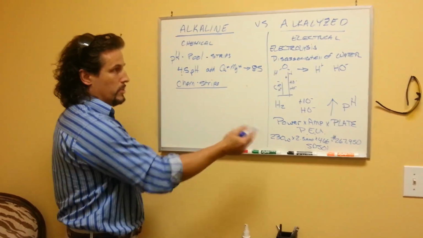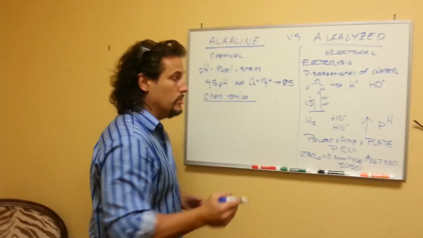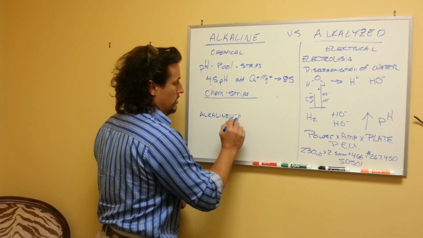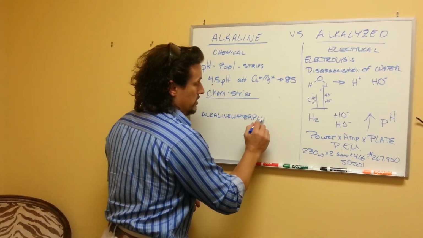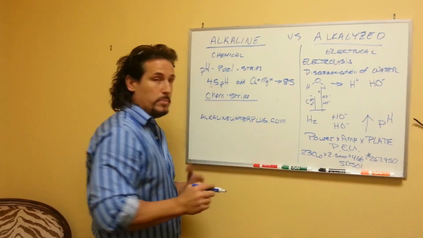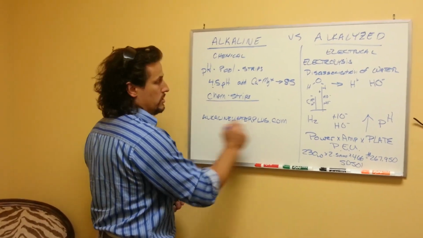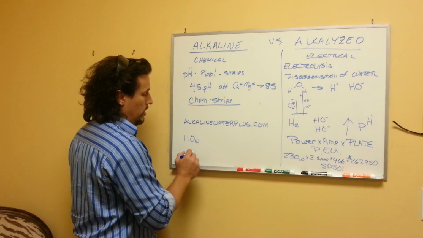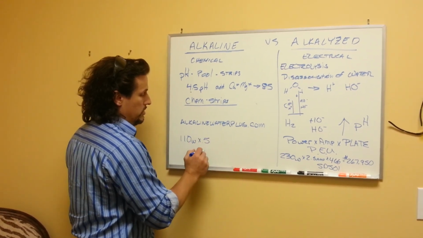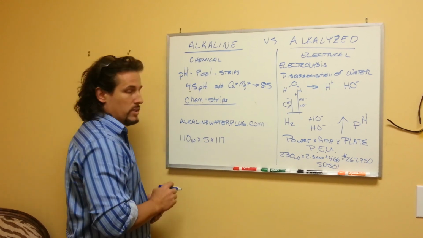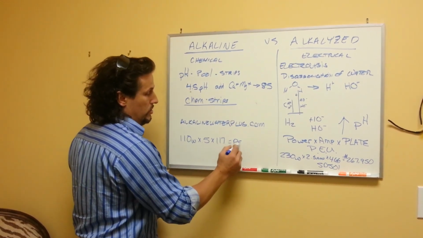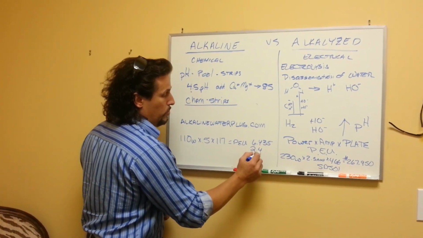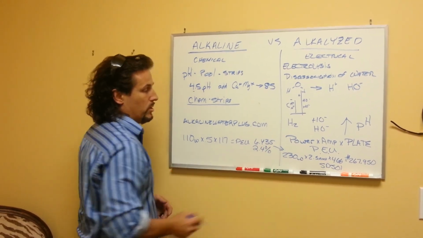I recommend, if you want to look and compare these other units and what they're trying to do, Alkaline Water Plus has a great website. It's actually a competitor's website, and it proves the power output. Most of the units there have 110 watts times a half amp, and the standard plate size is 117 square inches, which gives you a PEU of 6,435, or approximately 2.4% of this power.